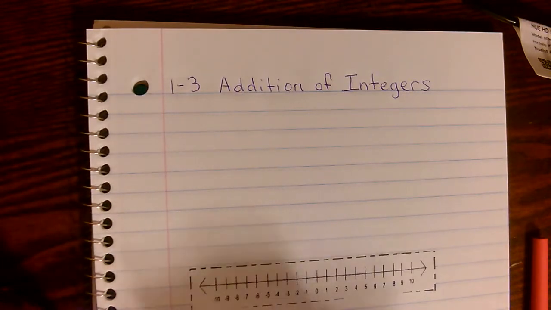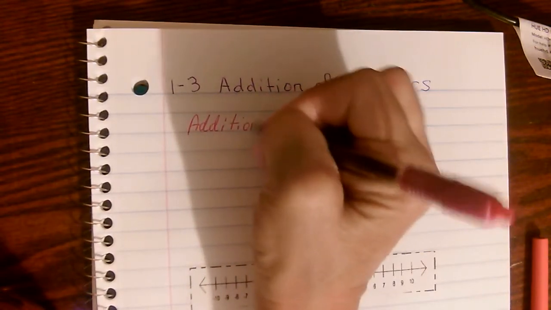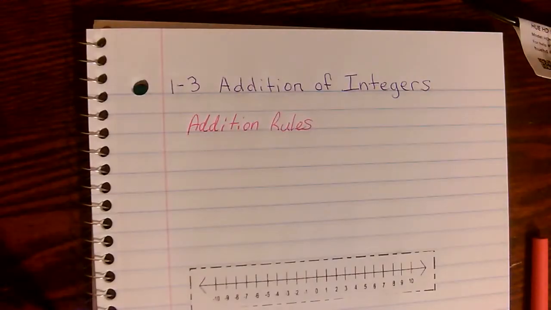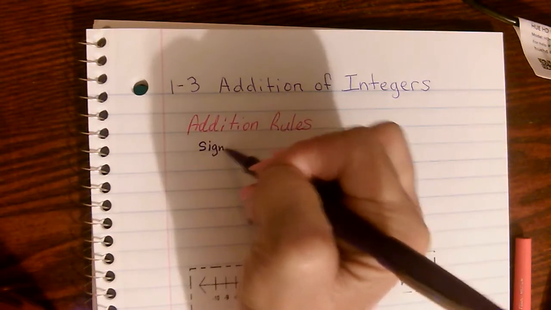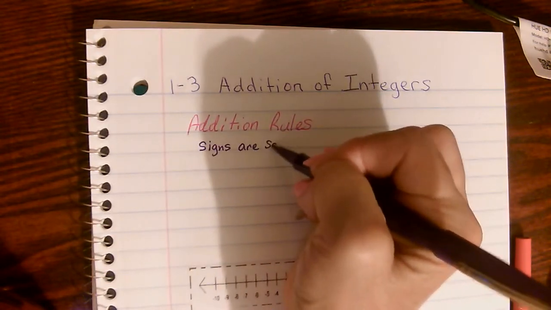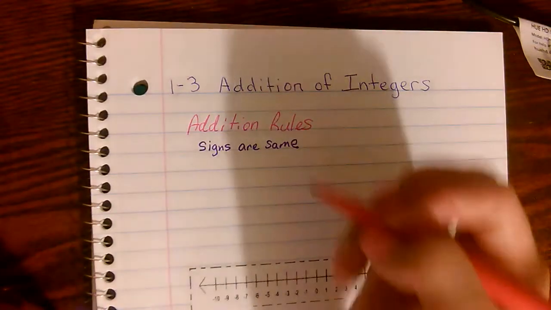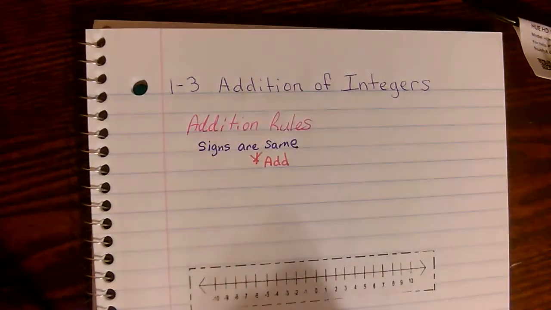Let's talk about the rules first. Addition rules. So one shortcut way to remember is if the signs are the same, you add and use the sign.